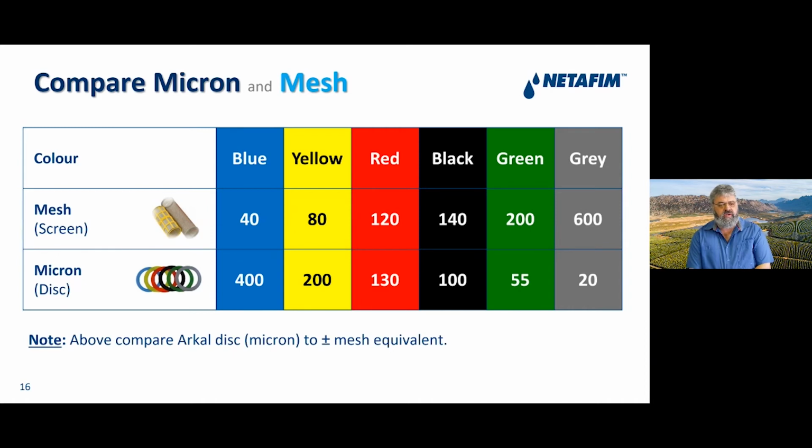All right, so I'm going to compare micron versus mesh, just so that you know there's a difference. If you look at the 200 micron, the yellow example, if you have 80 mesh, that will be equivalent to more or less 200 micron. It will differ slightly, but this color coding is for the specific manufacturing of the Arkal disc that we use at Netafim. We like to talk in micron, so I will go to the next slide, and you can also see why it's easier to get a feeling for the micron.